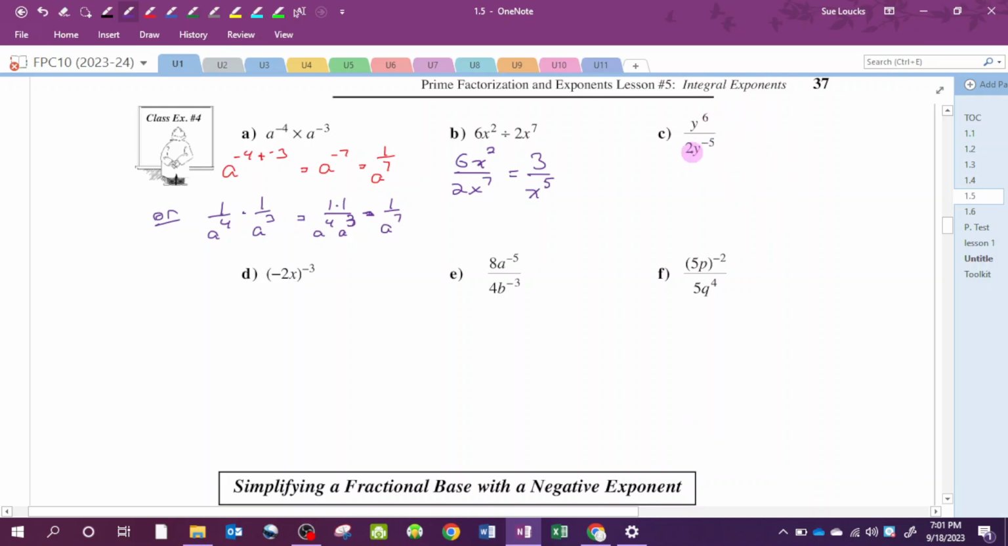This one, I want to get rid of my negative exponent, so I'm going to move the y to the negative 5 up. So this is going to become y to the 6 times y to the 5 over 2, which is then y to the 6 plus 5 is 11. So y to the 11 over 2.